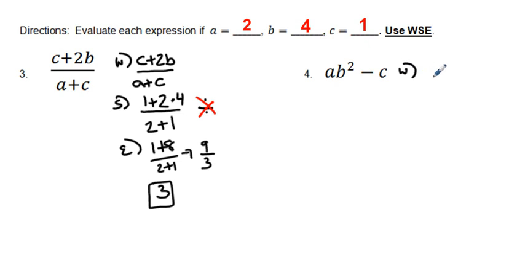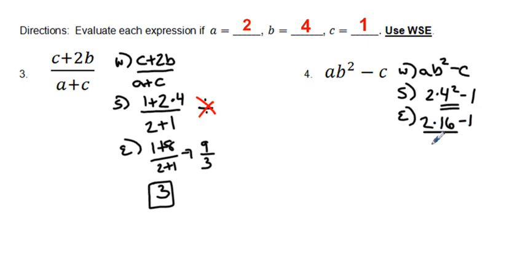So the W part is AB squared minus C. The substitute part is 2 times 4 squared minus 1. And the evaluate part, a lot of students thought that first you do the 2 times 4 and then you square that product. No, that exponent is only applied to the 4. So I need to be faithful to PEMDAS and just do the 4 squared first.